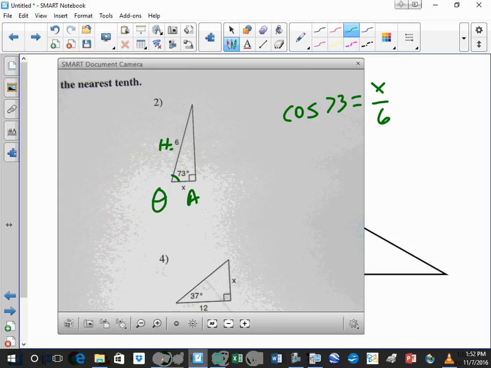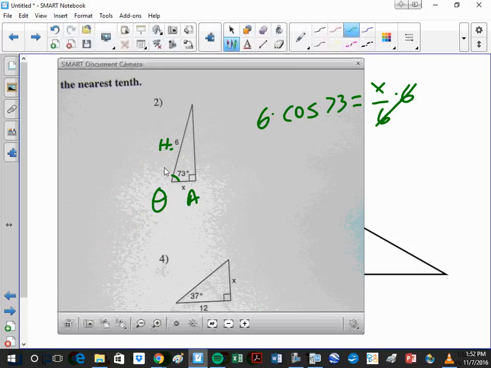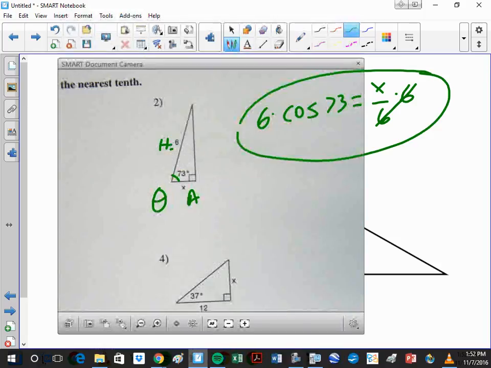Is that a switch or a multiply problem? Multiply. So I multiply both sides by 6. 6 cosine of 73 will be the answer. All right? Any questions? You do need to show this work. If you don't show that work, we won't give you credit. Other than that, you're good to go.